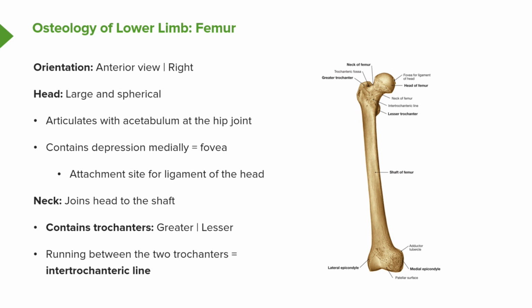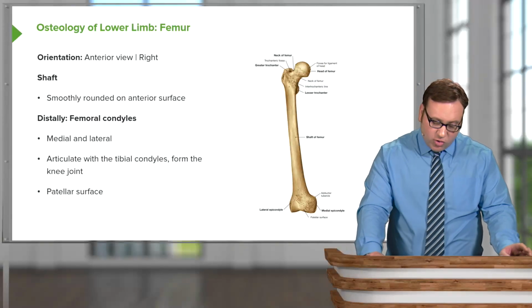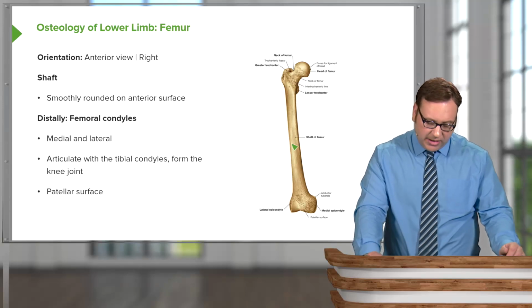The neck joins the head to the shaft, so here we can see the neck of the femur, and it contains two trochanters, a greater and a lesser trochanter, and these are clearly seen on the posterior view. Running between the two trochanters on this anterior aspect, we have the intertrochanteric line. If we look at the shaft, then it's relatively dull, it's smooth, it's rounded on the anterior surface. Posteriorly, there's some features we'll mention.